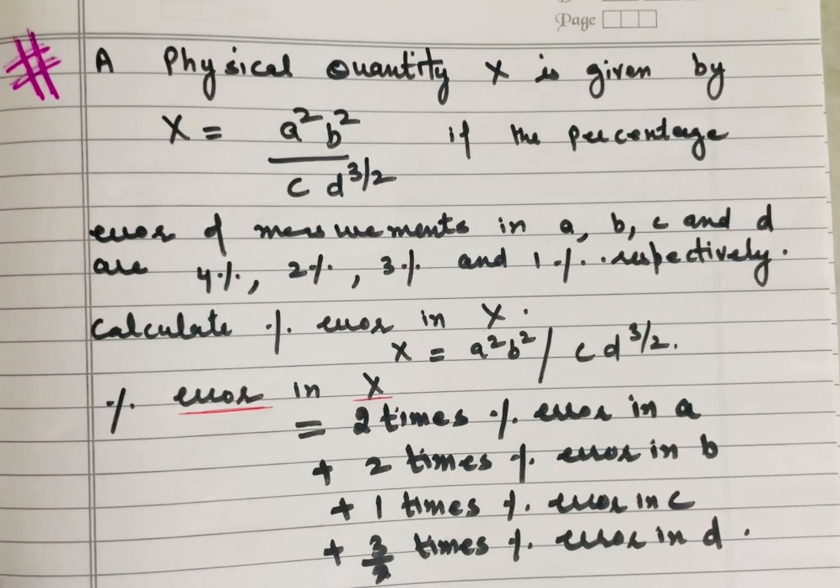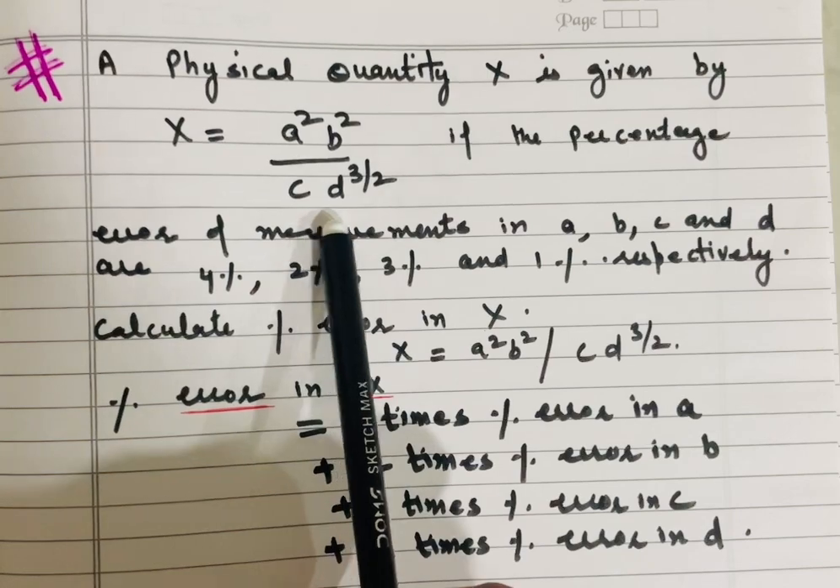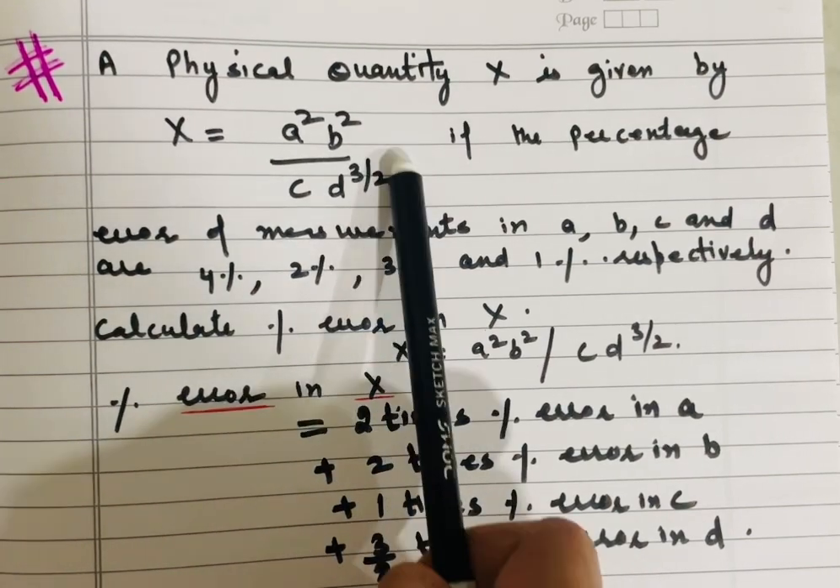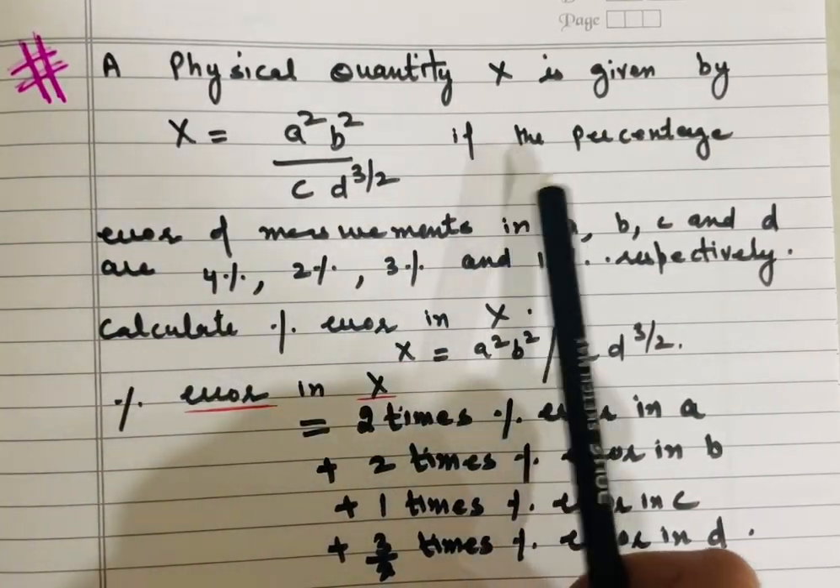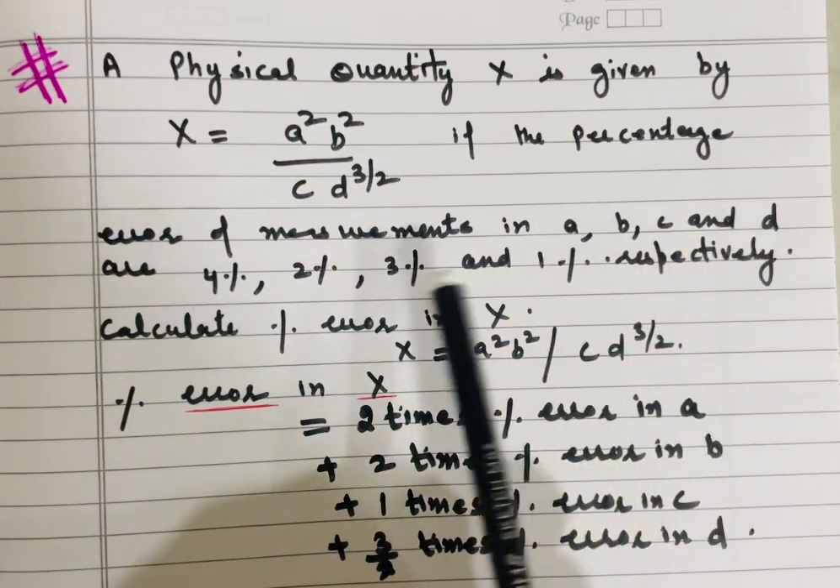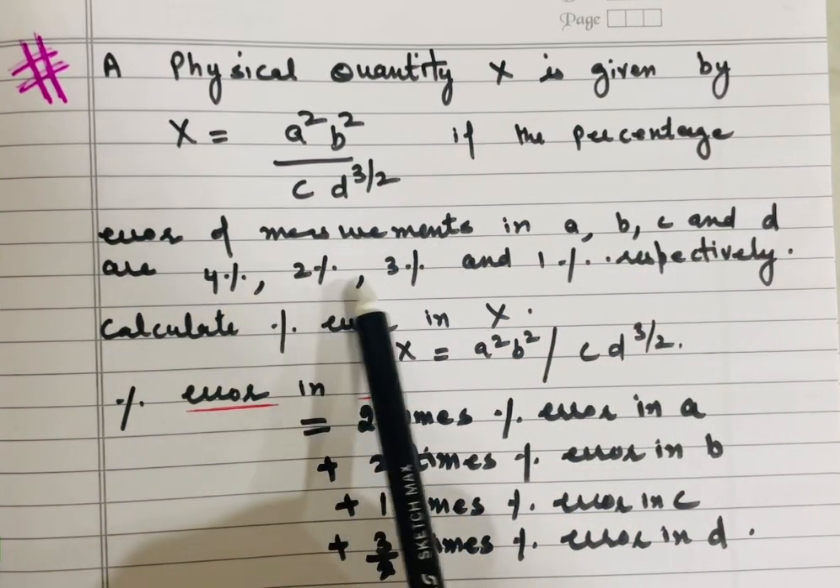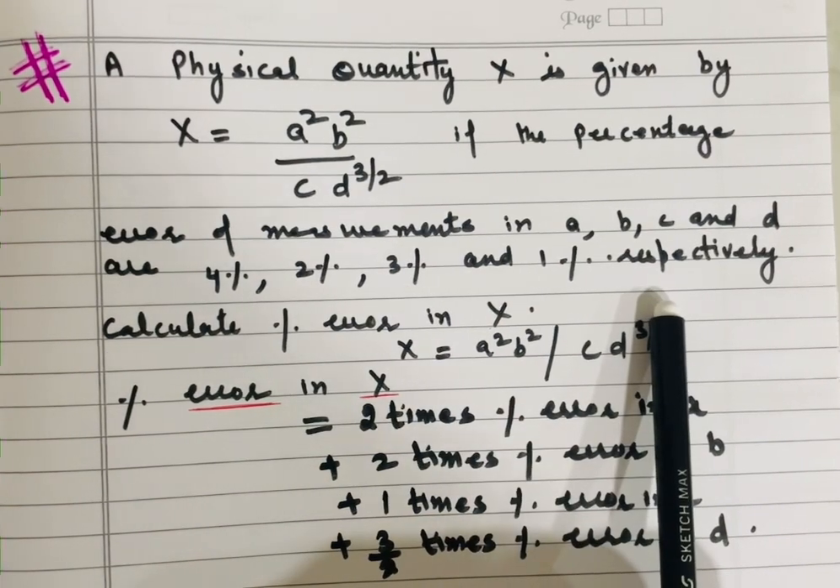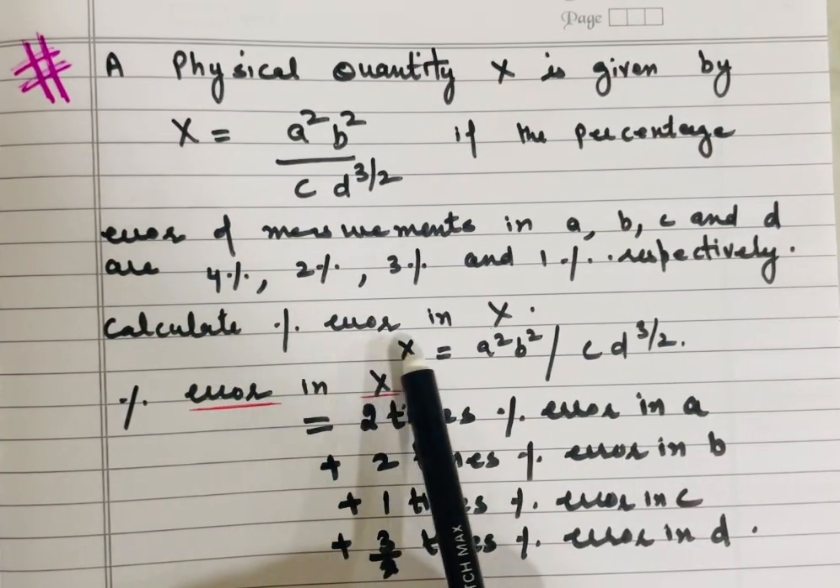So the statement is: the physical quantity x is given by x equals a squared b squared over c d raised to the power 3 by 2. If the percentage errors of measurements in A, B, C and D are 4%, 2%, 3% and 1% respectively, calculate the percentage error in X.